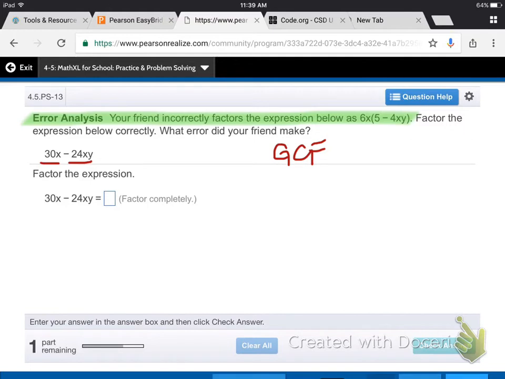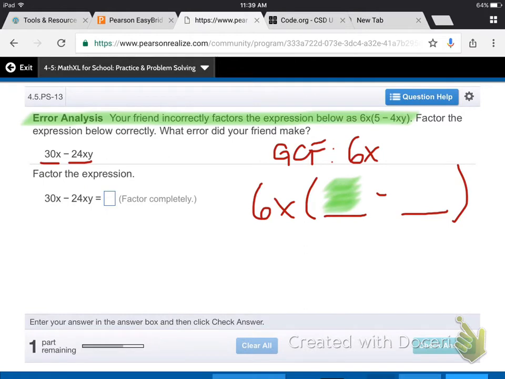What goes into 24 and 30? That would be a 6, but then we also see that each term has x in it. So we have to put x in the GCF. Now we're going to write that down, 6x times something, take away something else. And so 6x times, I'm looking right here, what are we going to put right there that if we multiply it by 6x equals 30x? That would be 5. 6 times 5 is 30, and then there's an x there.